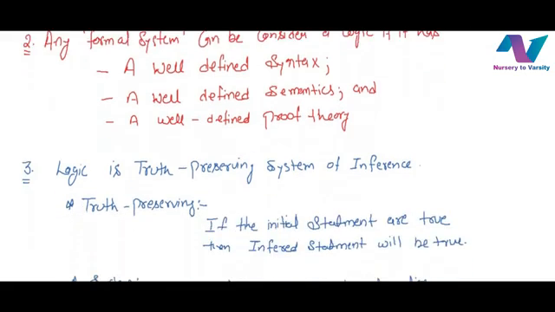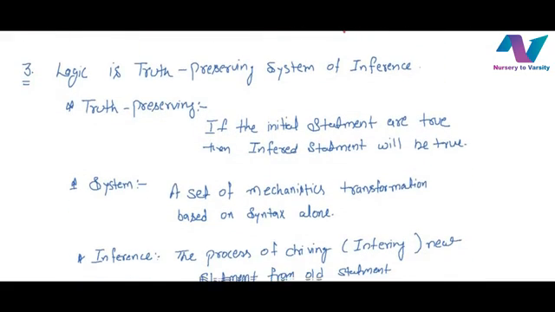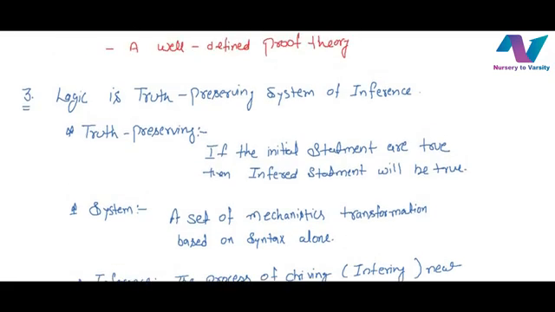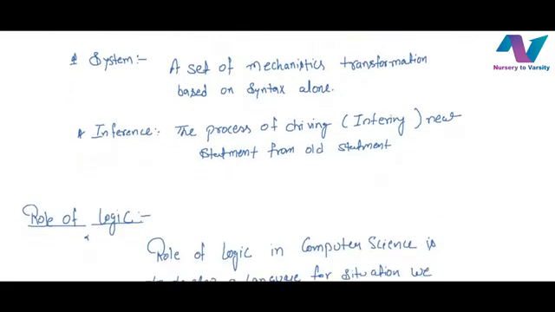Our third definition consists of three words: logic is a truth preserving system. In a truth preserving system, the initial statements are true and we are considering that the inferred statement should be true. A system is a set of transformations based on the syntax. And inference is a process where we derive a new statement from the given old statements. So these are the three basic definitions of logic.